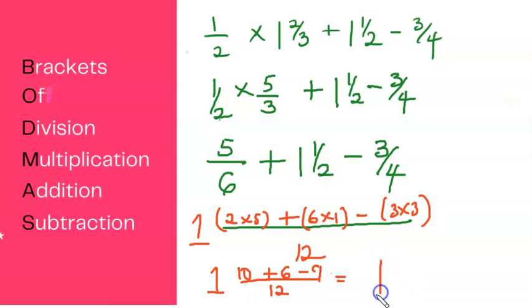That will be one whole number. What is 10 plus 6? 16, right? Then take away 9 from 16. What do you have left? We have 7. So we have 7 over 12. Can this proper fraction be simplified further? No. 7 is not a factor of 12. Neither can any number divide the two of them. So our final answer will be one whole number, 7 over 12.